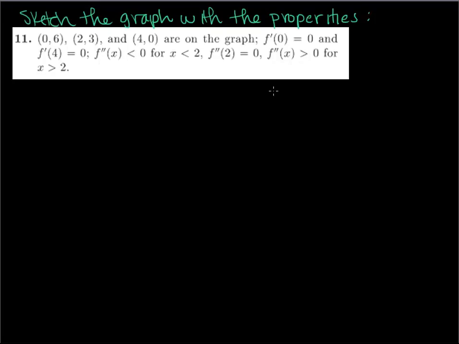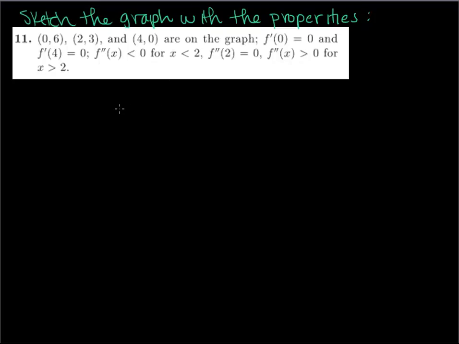Let me get the exact wording here. This just says, sketch the graph of a function that has the properties described. So this is number 11 in your book. Pause the video, write this down in your notes. All right, so here are the properties that I want to have.